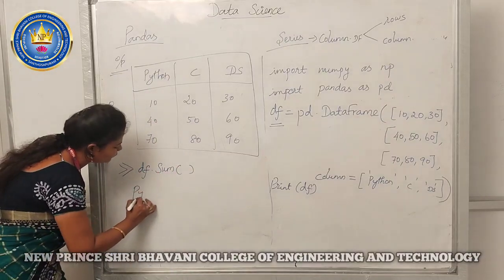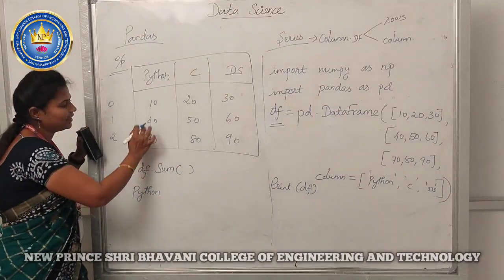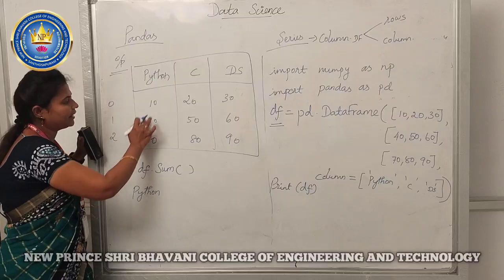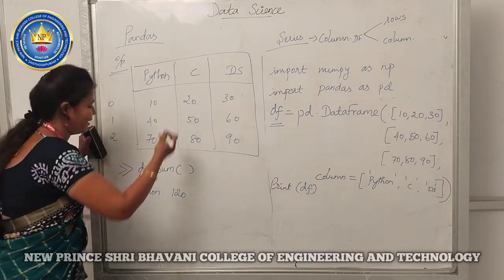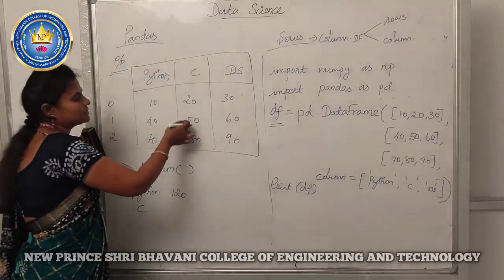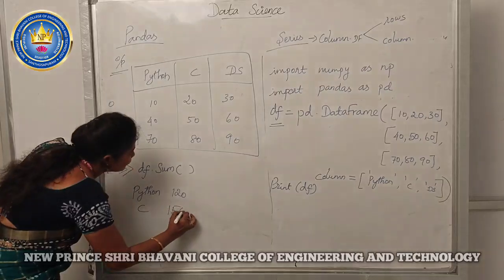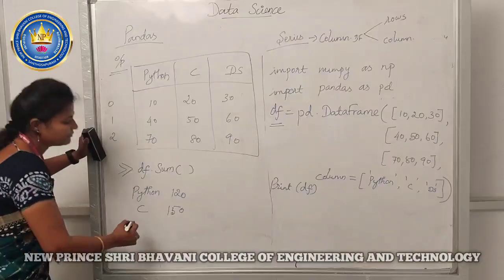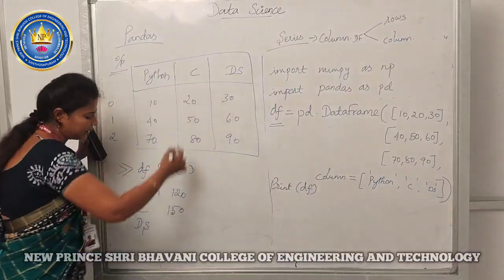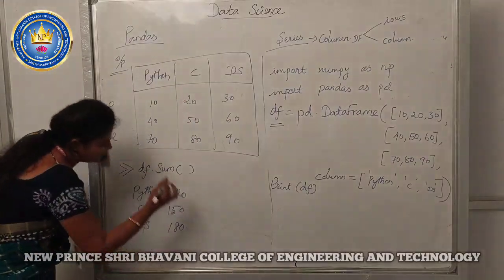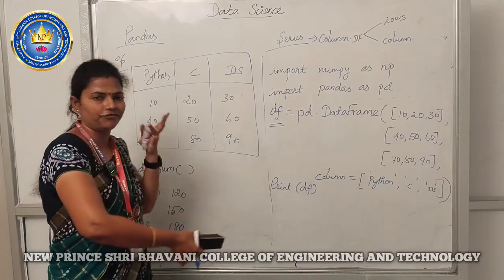For example, what is the output for this program? Python is 10 plus 40 plus 70, which is 120. This is the sum value of the Python column. Next is the C column. It is 20 plus 50 plus 80, which is 150. And next, data structure, 30 plus 60 plus 90, which is 180. This is your relevant output for this particular data frame.